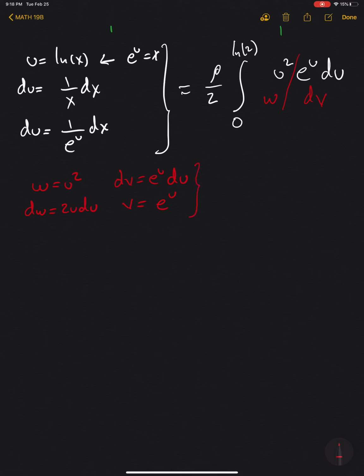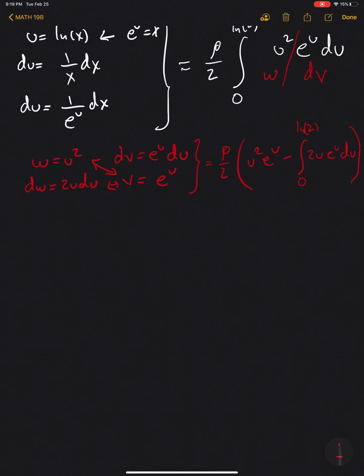So this gives me that the original integral is going to be rho over 2, and then we have our integration by parts formula. That would be the product of these two, which is u squared e to the u, minus the integral of these two right here, which will give us 2u e to the u du. And the bounds of integration remain the same.